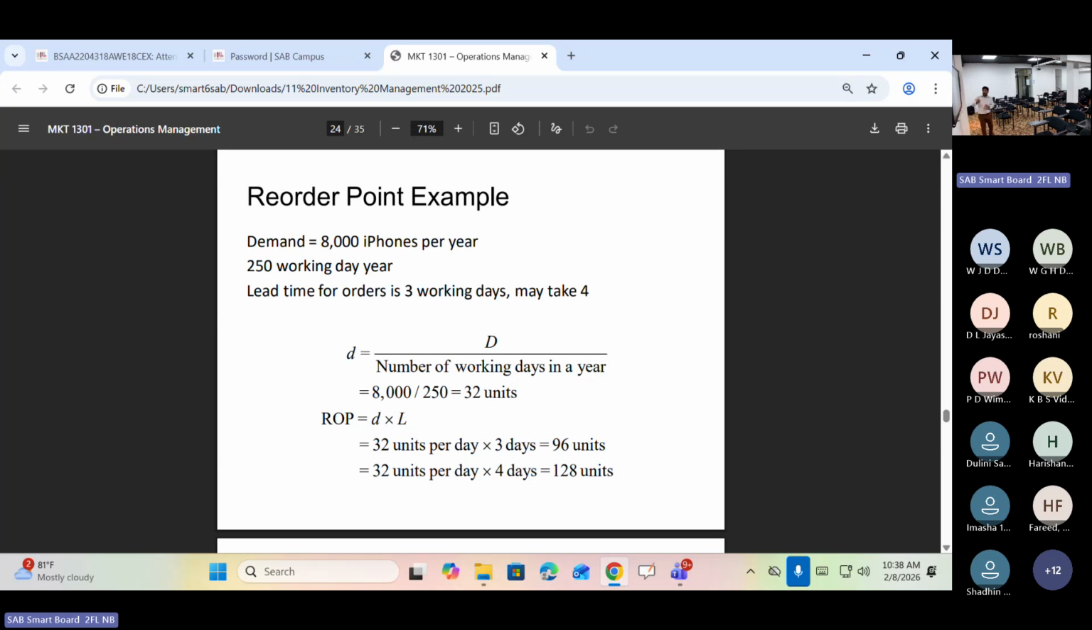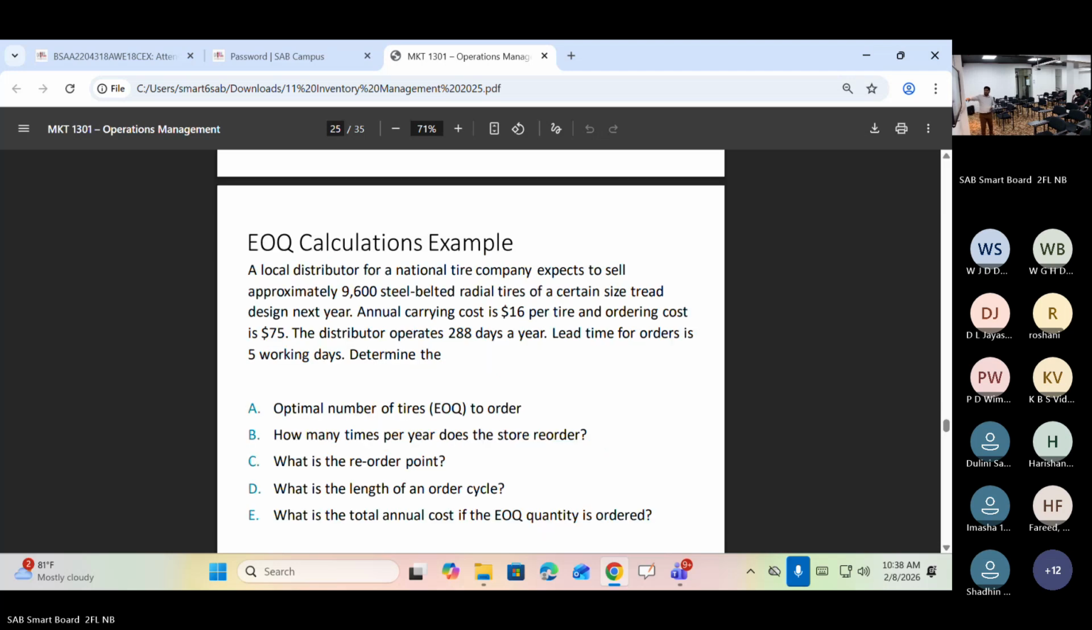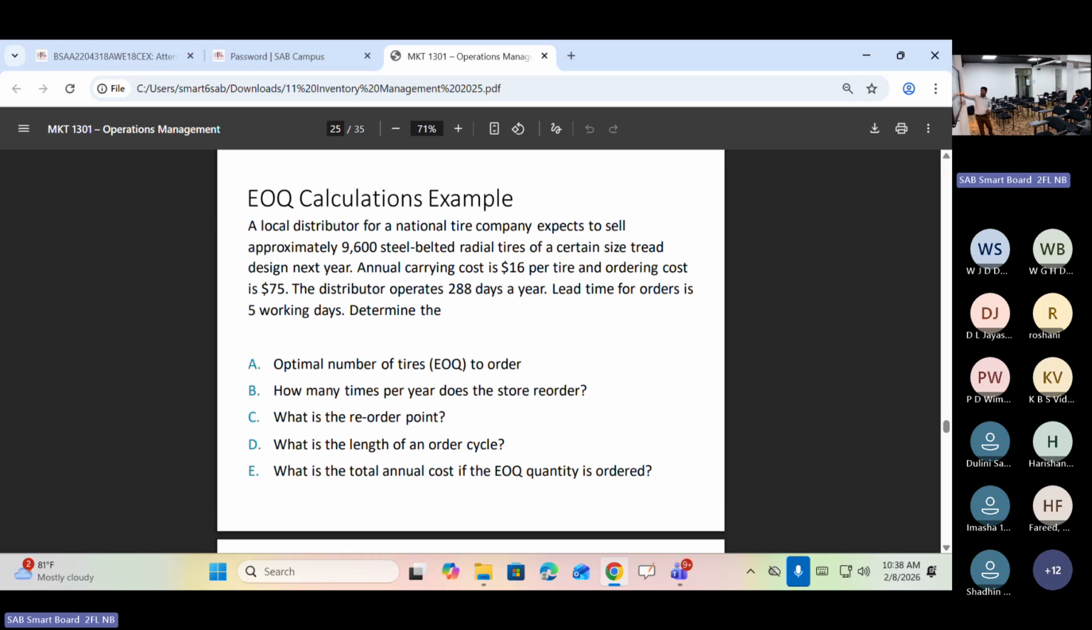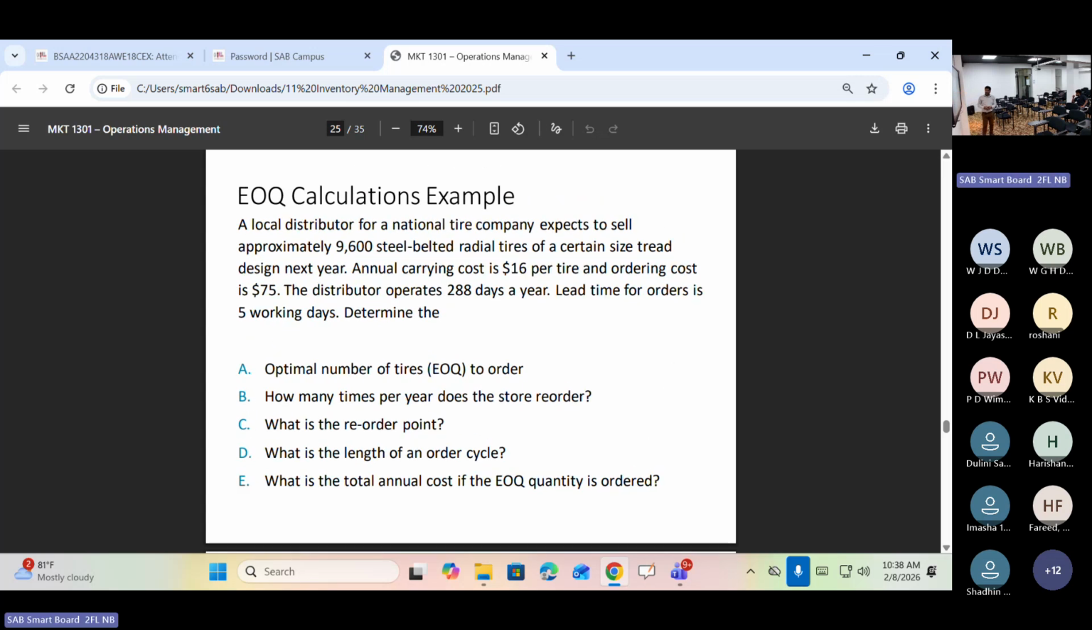In case the lead time is 4 days, the reorder point would be 128 units. Very simple example here. Can you quickly give it a try and answer these simple questions?